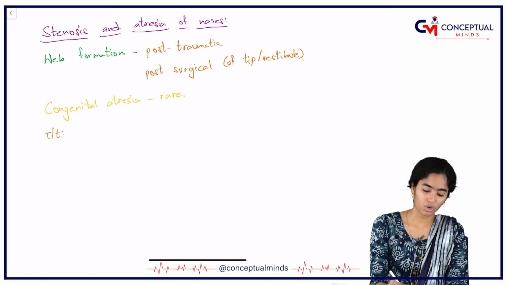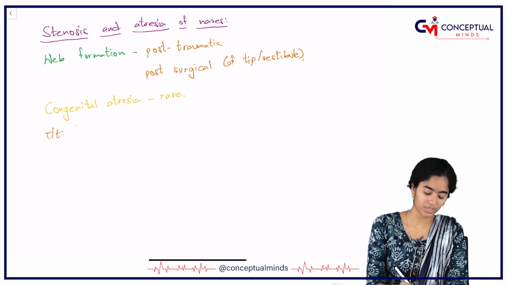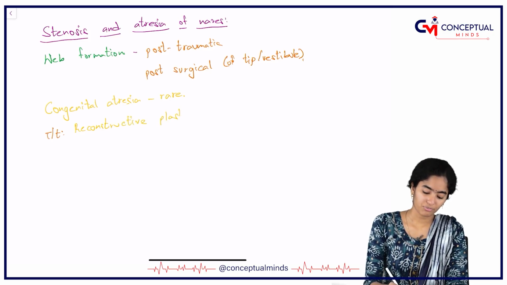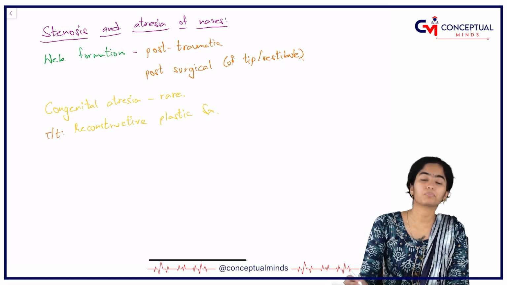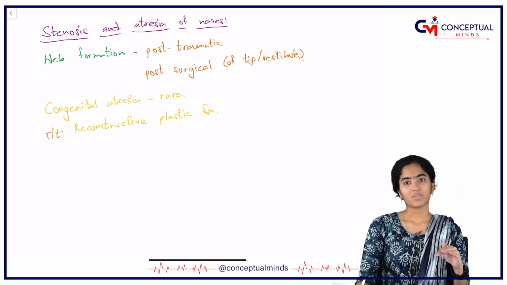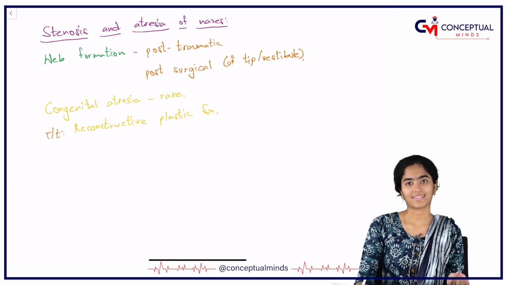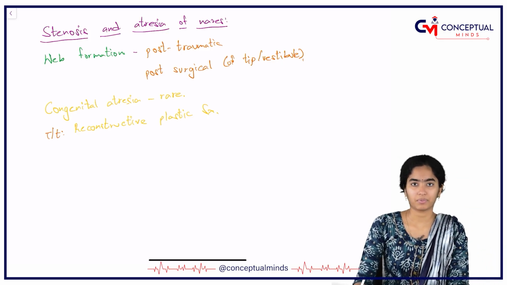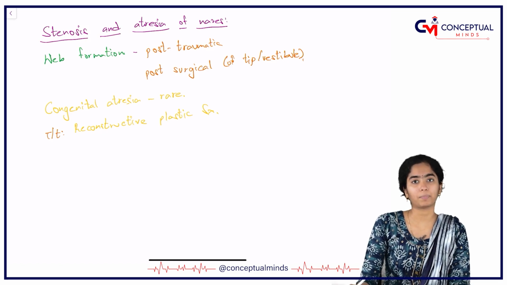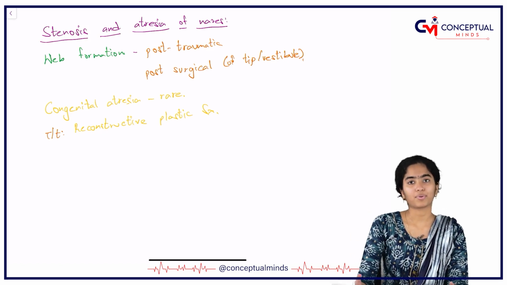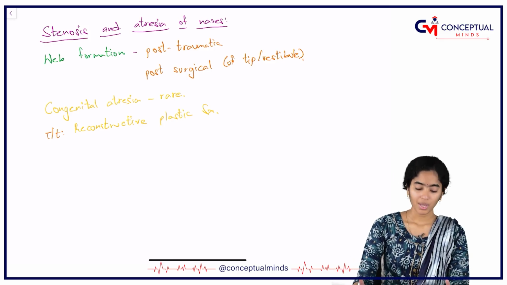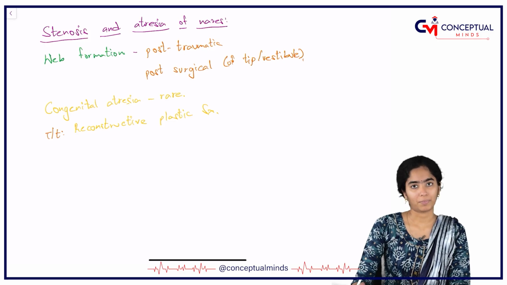Now, treatment of all deformities, in one word if I have to tell, it is reconstructive plastic surgery. What you have to specifically remember is, for saddle nose, it is augmentation rhinoplasty, and for a hump nose, it is reduction rhinoplasty. It's not something difficult. If you have the picture of saddle nose or hump nose in your mind, you can automatically predict what will be the treatment. So with this, I complete all the deformities.